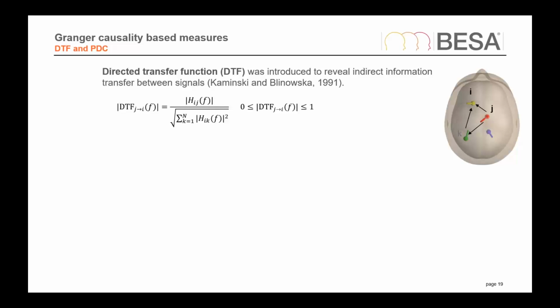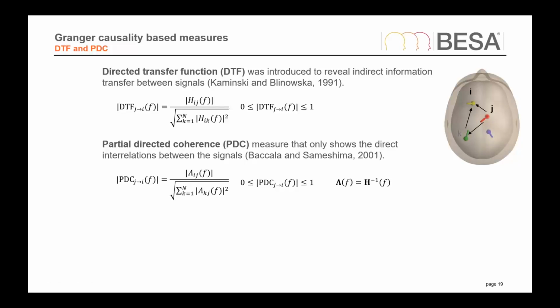One is the directed transfer function that was introduced to reveal indirect information transfer between signals. And we can see on the plot here that the idea is that, say, if there's information transfer from J to I, it can happen directly, or it can happen via another route, and this should also be considered here. And in contrast, we have the partial directed coherence, which measures only the direct interrelations between the signals. So this will remove the indirect pathway from this estimation.